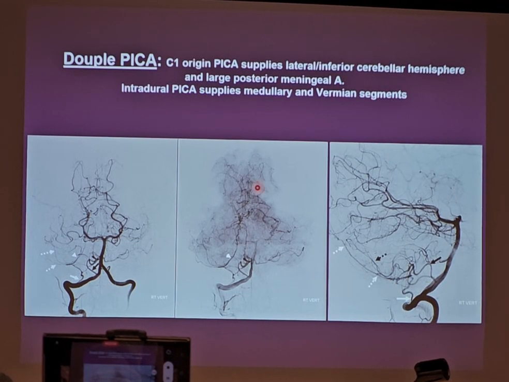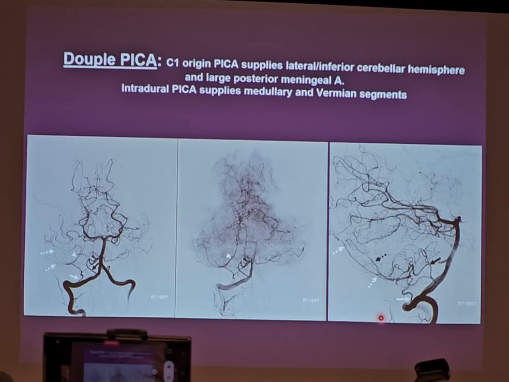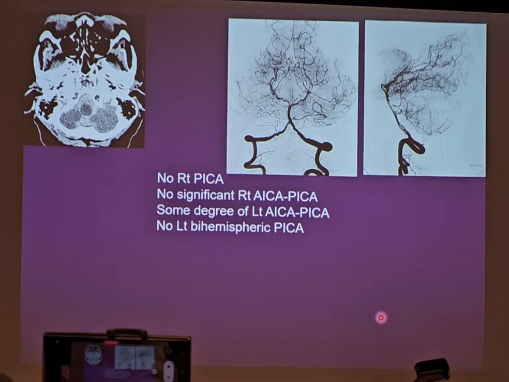So what can be of help in clinical practice if you have more than one origin of PICA? In some cases, the extradural PICA gives rise to the meningeal system and some to the cerebellar hemisphere, while the intradural PICA supplies the medullary and vermian segments. So in case something happens to one, you still have another supply to the rest. This is what can be applied to clinical practice.